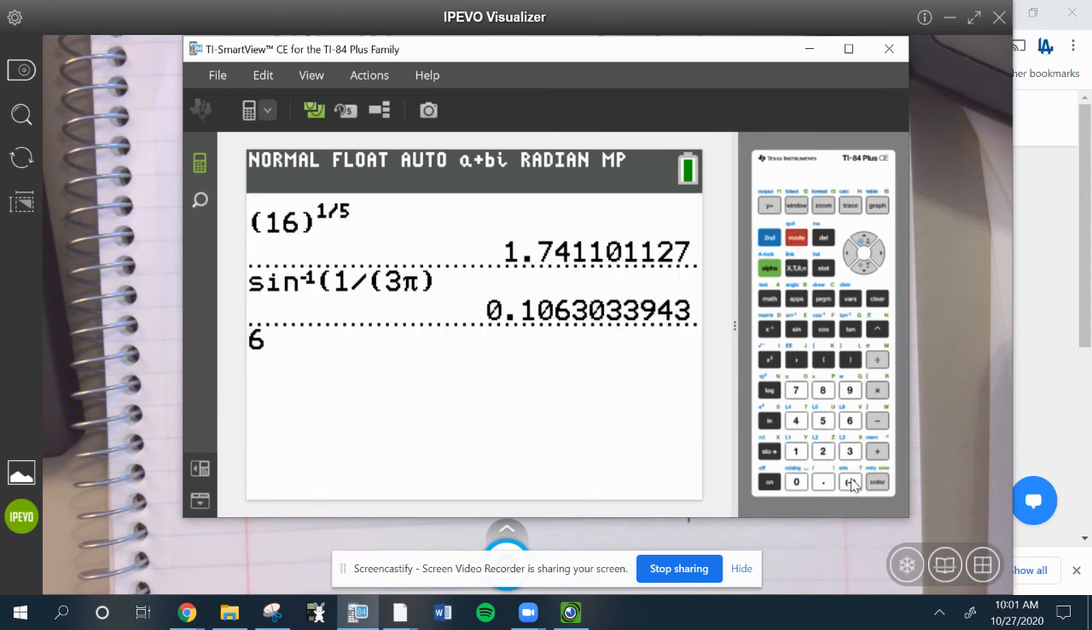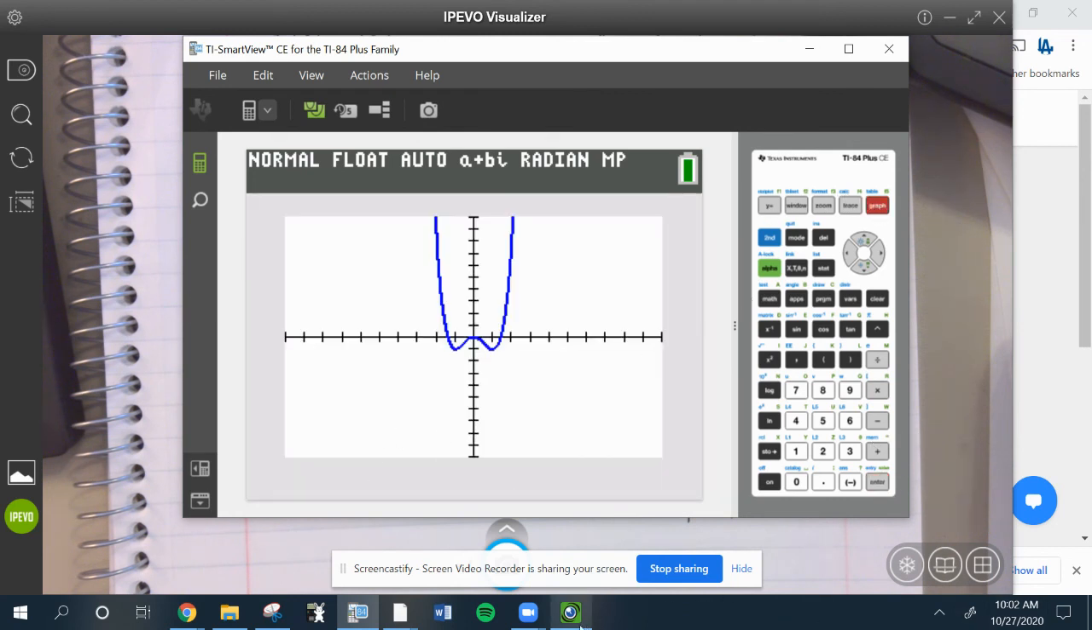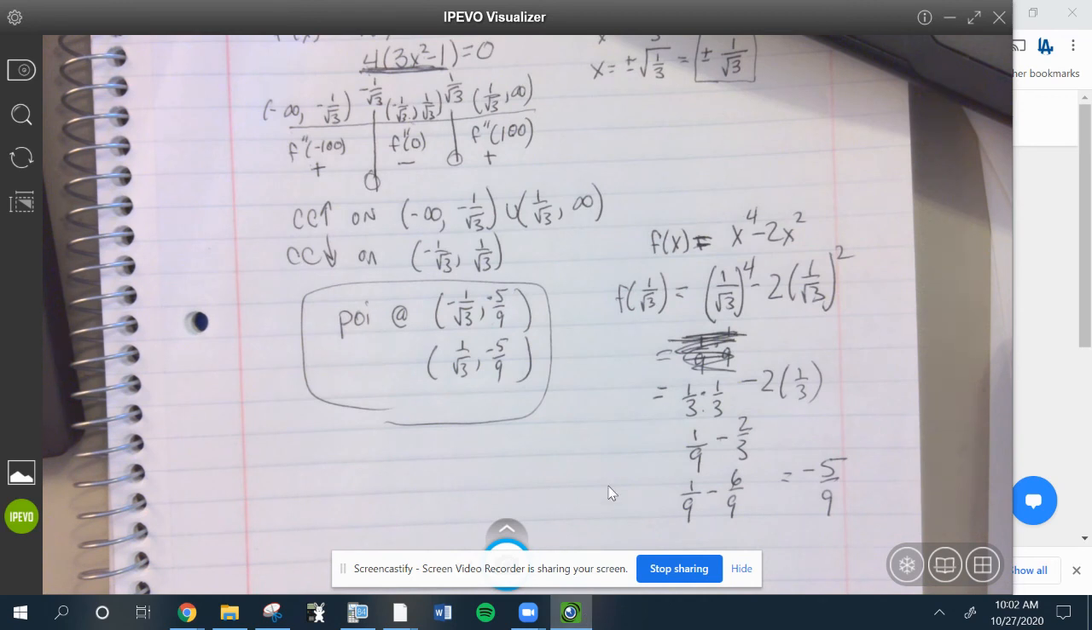If you don't know that off the top of your head, just type it in. That's negative 0.5 repeating. So that looks good. So I'm satisfied with my check here.